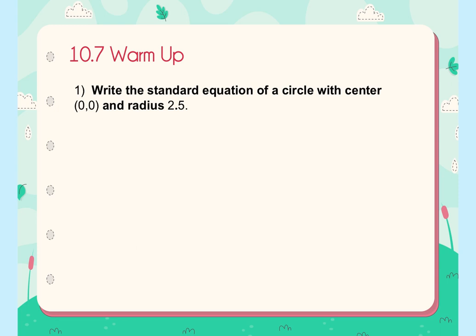All right, so 10.7 was the last section that we're covering in this chapter. This is where we talked about the standard form of an equation of a circle, which was x minus h squared plus y minus k squared equals r squared, where the h, k is your center and the r is your radius.